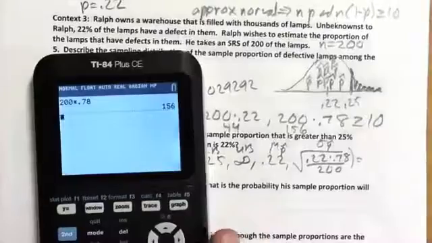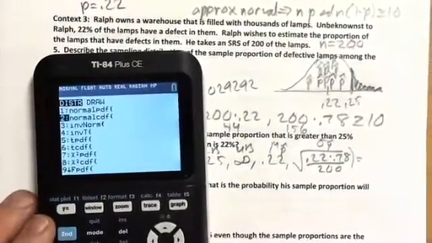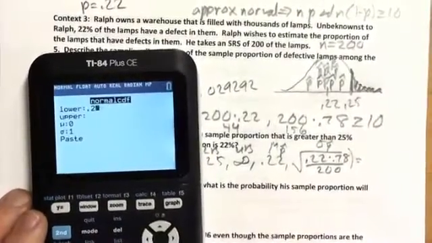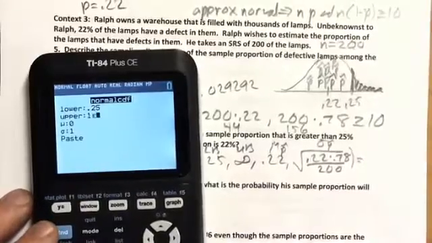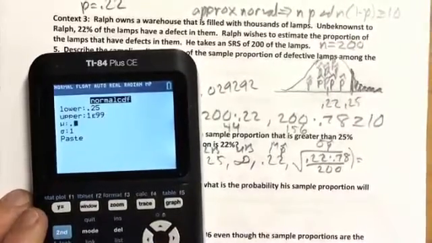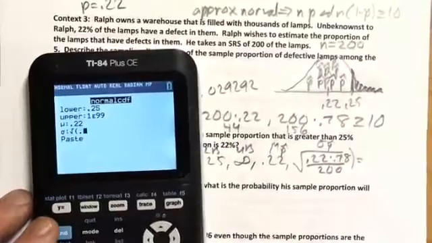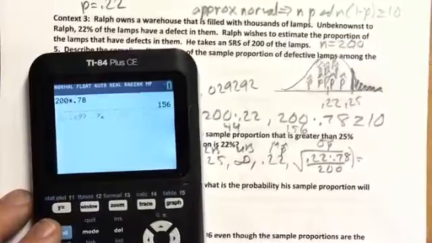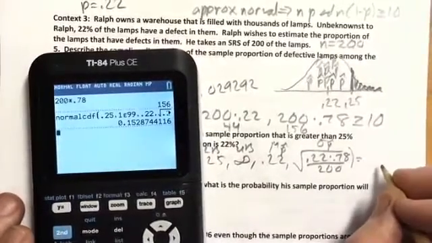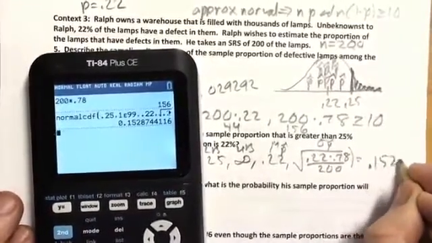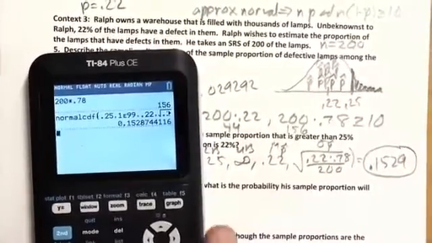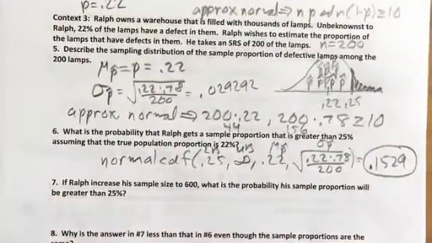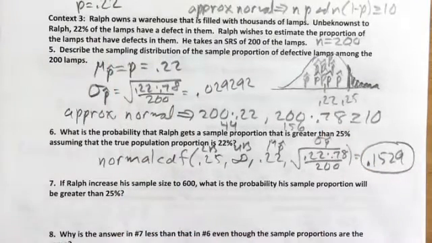And so let's see what our calculator says about that. So normal CDF, and we are going from 0.25 to infinity, or you could just put 9 million or whatever, then 0.22, and this would be the square root of 0.22 times 0.78 divided by 200. And boom. That would be equal to 0.1529 approximately. So in other words, it wouldn't be that unusual for him to get 25% in his sample just by sampling variability. It doesn't give us reason to doubt the 22% figure if he does get 25%.